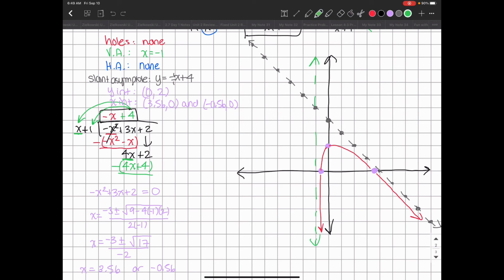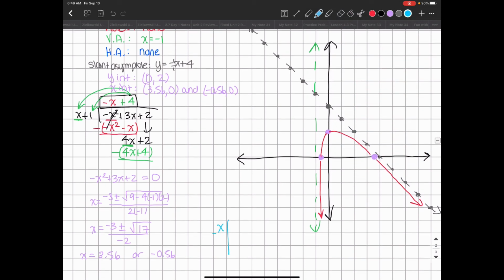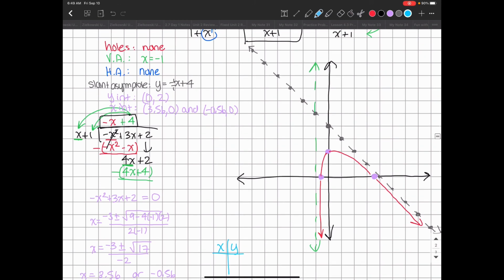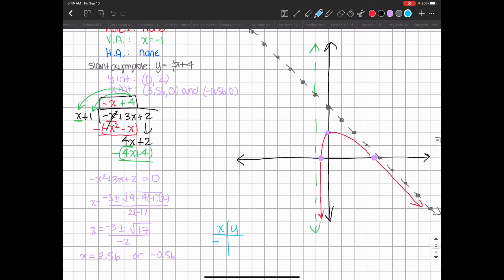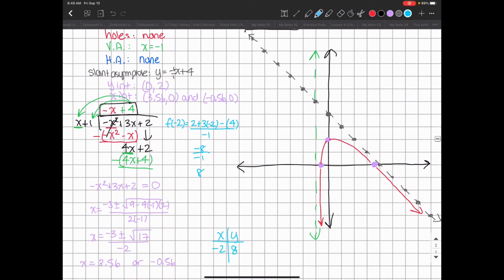So I'll plug in x is something to the left of the vertical asymptote, so negative 2. If I plug in x is negative 2, I'm going to get f of negative 2 is 2 plus 3 times negative 2 minus negative 2 squared, which is 4, all over 1 plus negative 2, which is negative 1. So that's 2 plus negative 6, which is negative 4, minus 4, which is negative 8 divided by negative 1, or 8. So I should be at negative 2, comma 8.